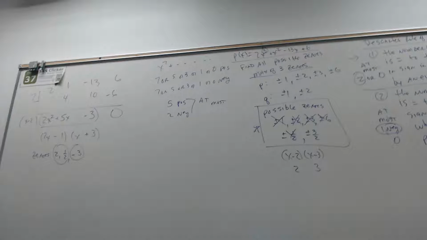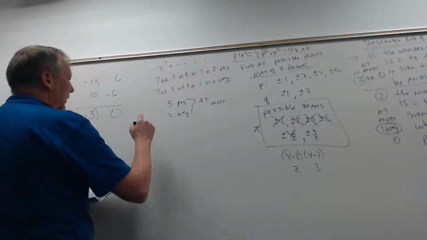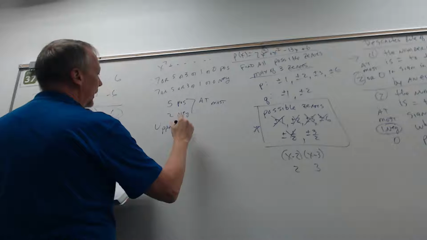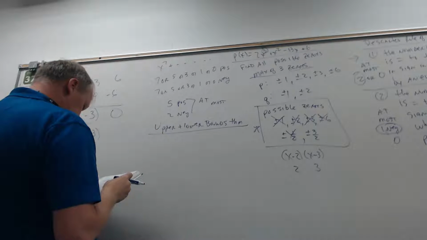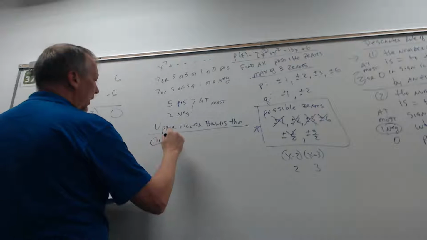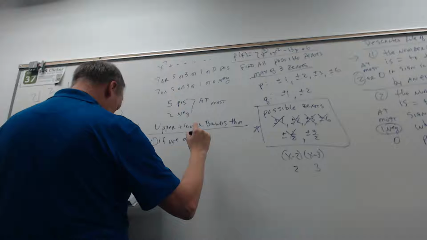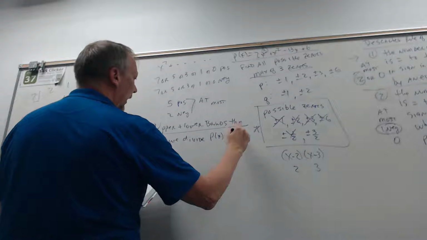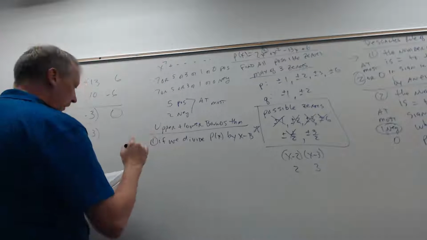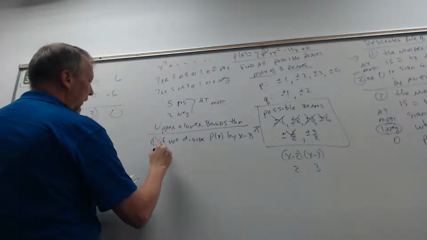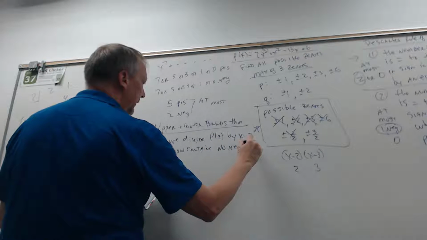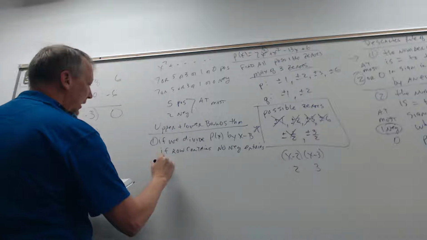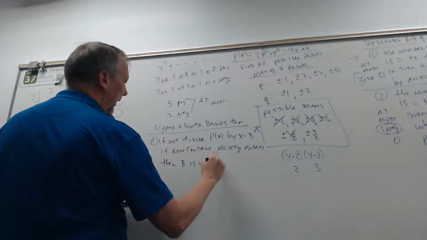Let me just see. The last rule that I wanted to give you, this is kind of helpful, but not super helpful. This is your upper and lower bounds theorem. And it says basically, if we divide P of X by X minus B with synthetic division, if the row contains no negative entries, then B is an upper bound.